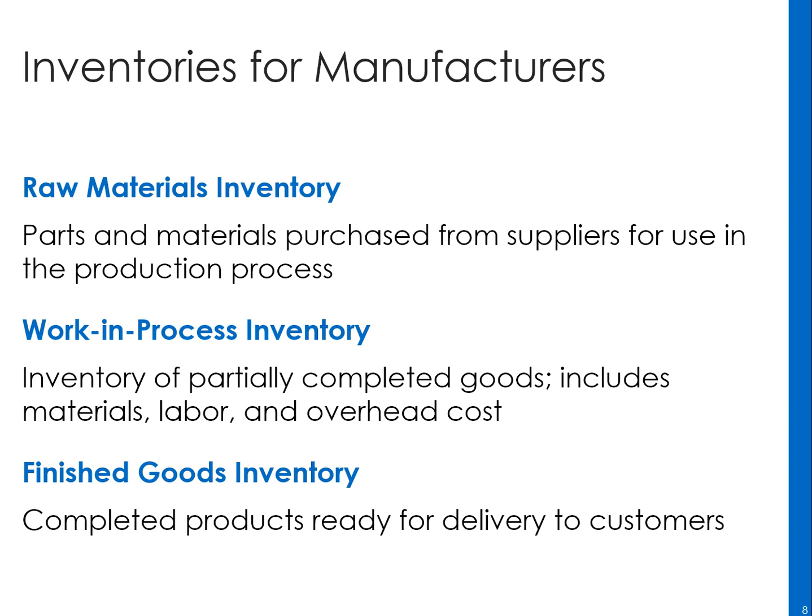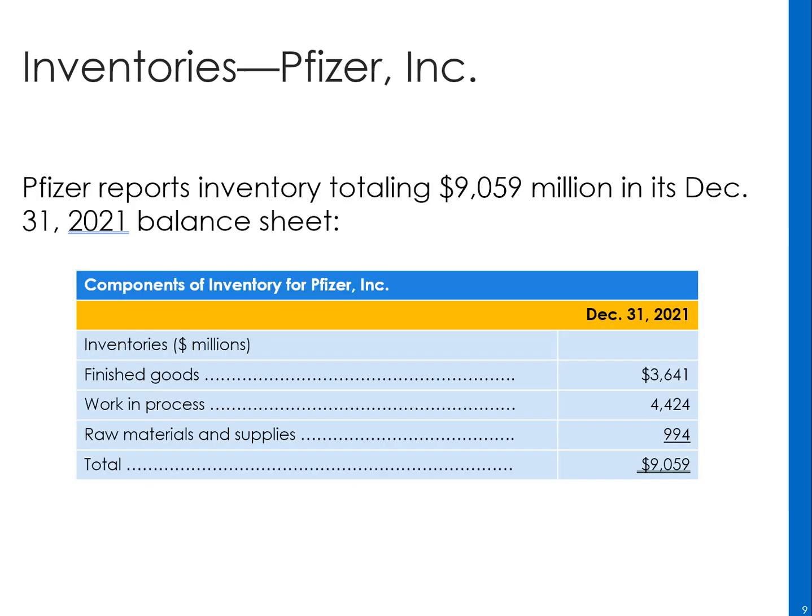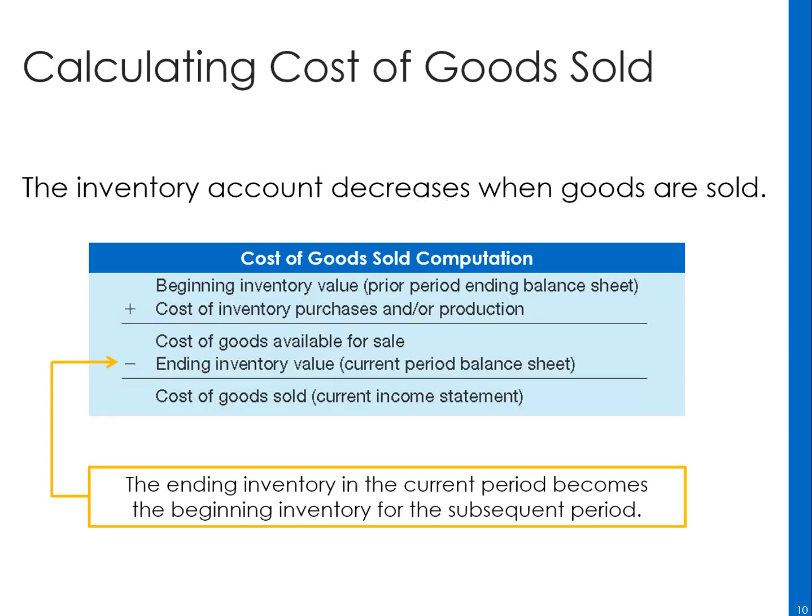On the balance sheet, usually we have these accounts for inventories: raw materials, work in process, and finished goods. This is an example of how inventories are reported on a manufacturer's balance sheet. And for retailers, merchandisers, there's only one account, inventories. Right, how to calculate cost of goods sold?